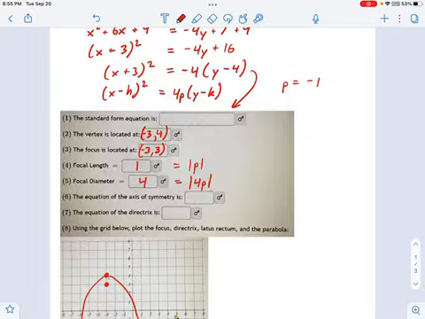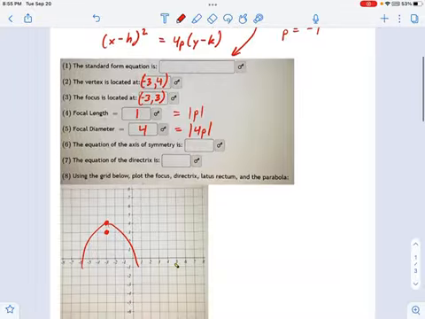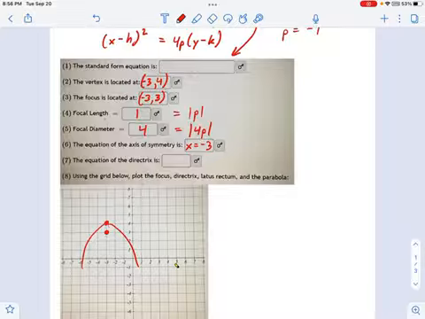The equation of the axis of symmetry, well, where does this look like it's symmetric around? If you just draw a line right here, you can see it's a mirror image on both sides, right? That's the axis of symmetry. So that is a vertical line. So we say x equals, and now you give it that x coordinate, negative 3.